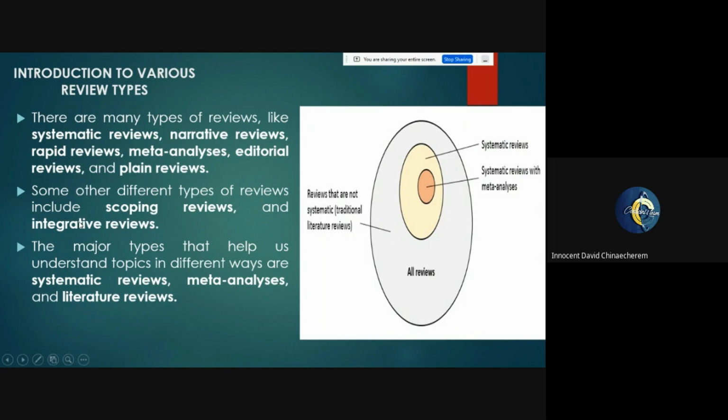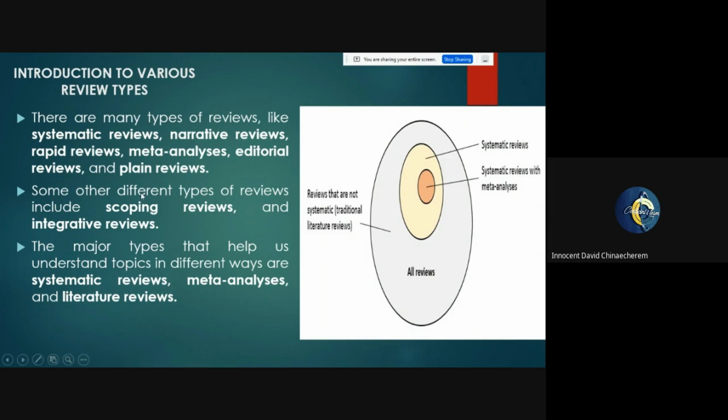But for the sake of this lecture series, we will focus more on systematic reviews. We have other types of reviews, which we know as narrative. In a narrative review, you've raised a certain research question, and you might not have a specific guideline to follow to address your question. In that scenario, it becomes a narrative review. So we've got the rapid reviews, meta-analysis, editorial plan review.